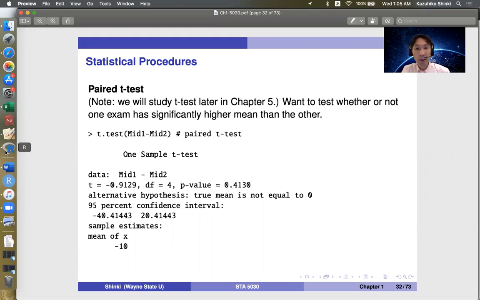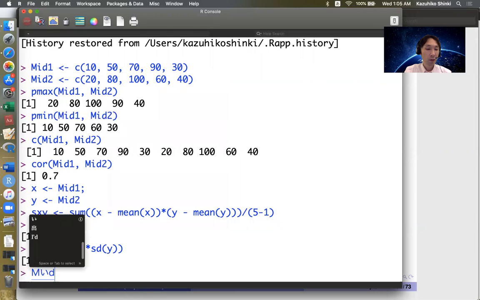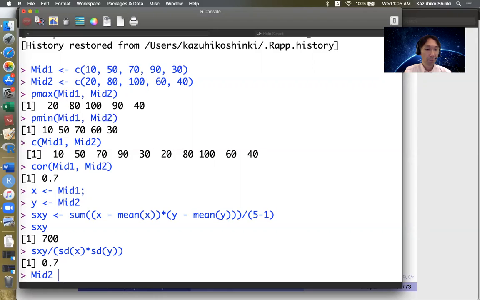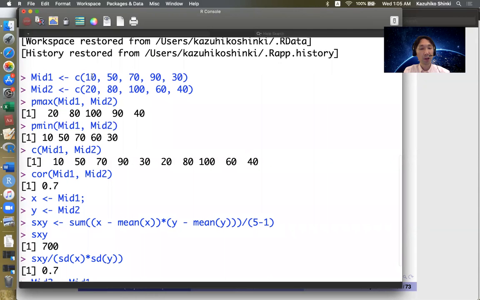Hi, so next I would like to discuss some miscellaneous comments on functions on vectors. First, statistical procedures. Remember that we have defined midterm 1 and midterm 2 vectors. If we subtract the midterm 1 score from the midterm 2 score, you can see the result is mostly positive. Actually, you can see that most students got a higher score in midterm 2.